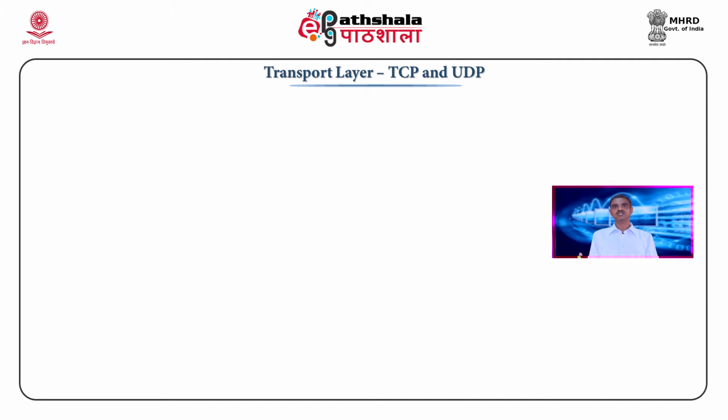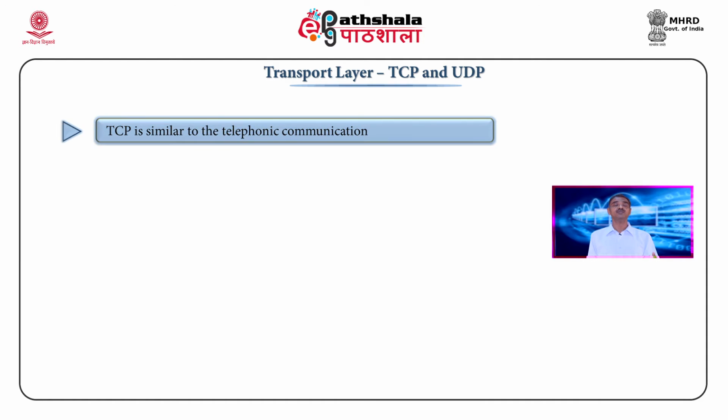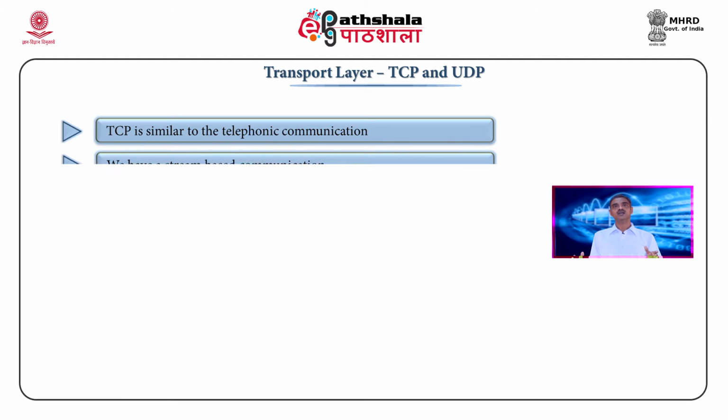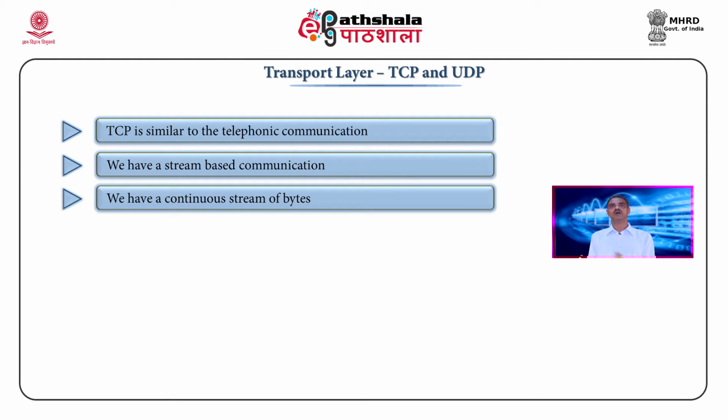Okay. Now in the case of TCP and UDP, let's make a small comparison here. TCP is similar to telephone based communication. In telephone communication, what do we get? We get a continuous stream of bytes. In telephone communication, we get a continuous stream of voice. Instead of voice, here it is going to be bytes. We have a stream based communication.